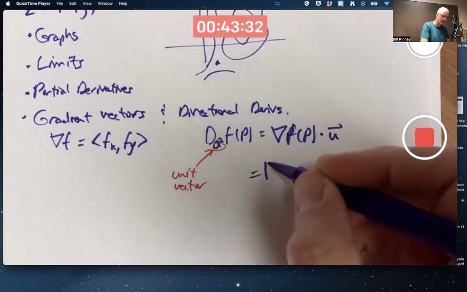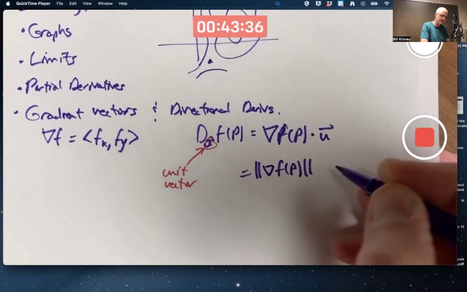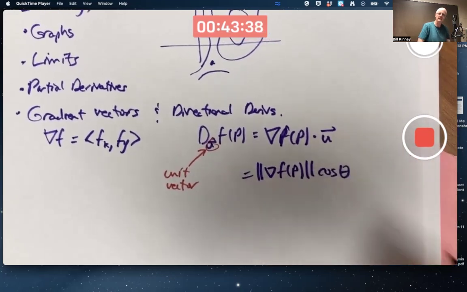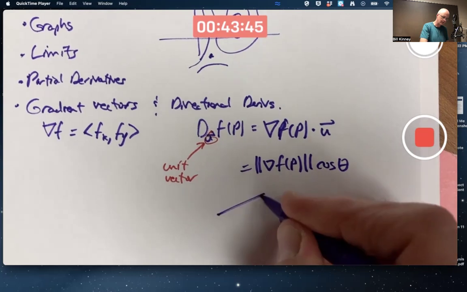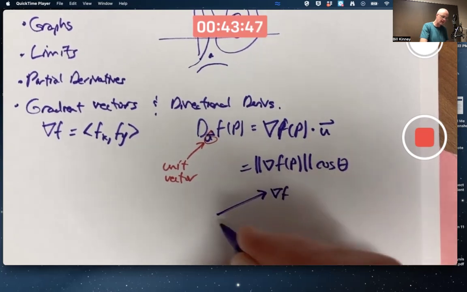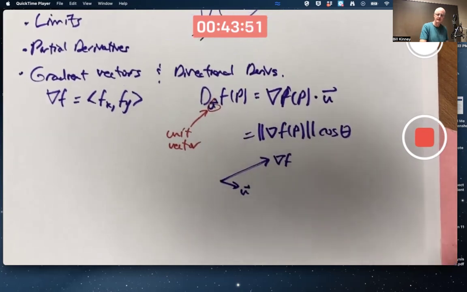By the geometric interpretation of dot products, and since unit vectors have unit length, that's the same as the length of the gradient vector times the cosine of the angle between the gradient vector and the unit vector. Now, the gradient vector might be kind of long and the unit vector could be short and not necessarily the same direction.